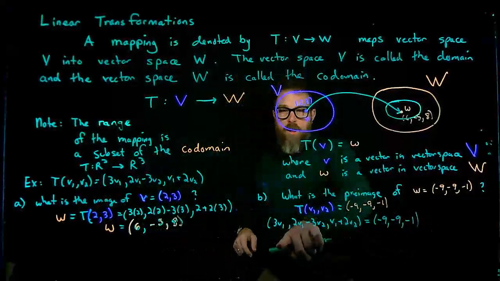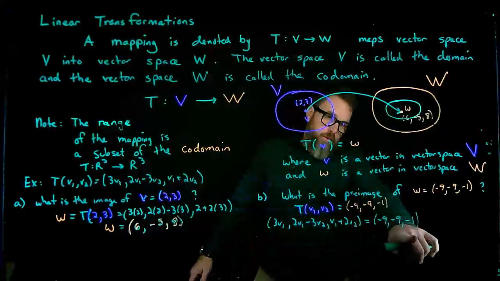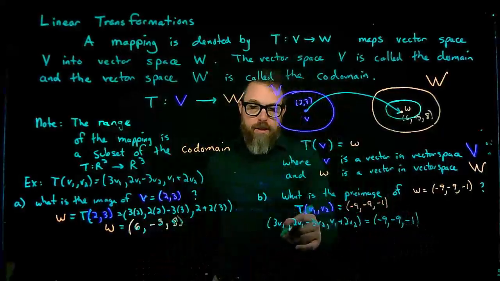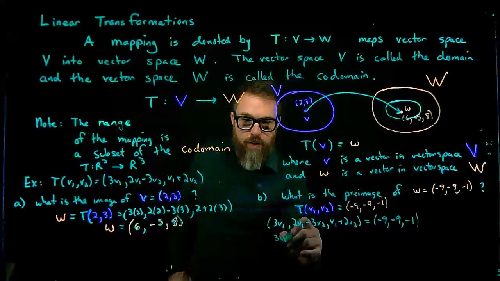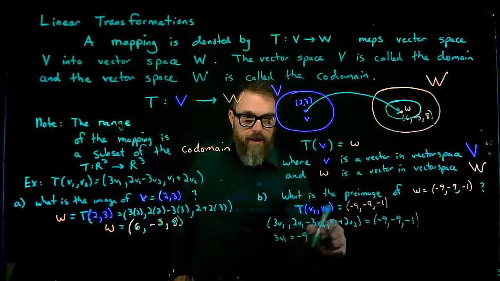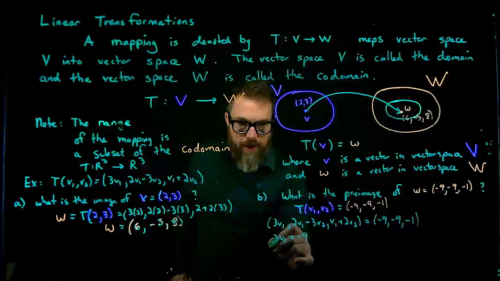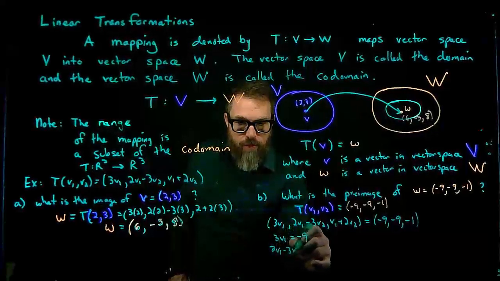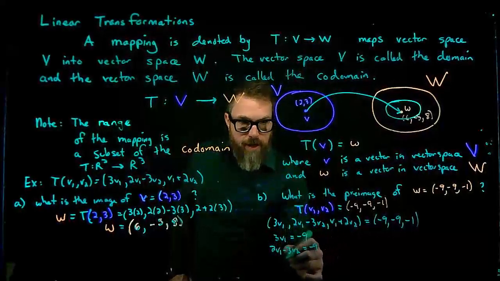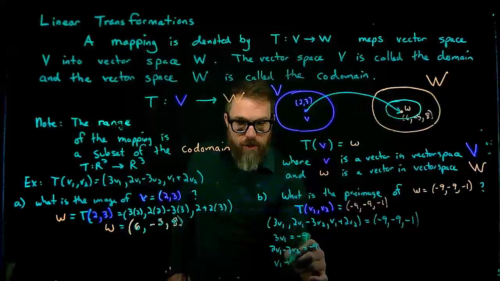Now for an R3 vector to equal an R3 vector, the components have to be equal to each other. So 3v1 would have to be equal to negative 9. The second component would have to match, so 2v1 minus 3v2 would be equal to minus 9. And finally, the last components would have to match.